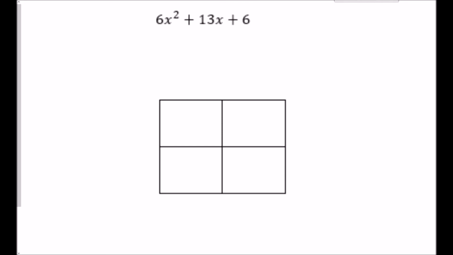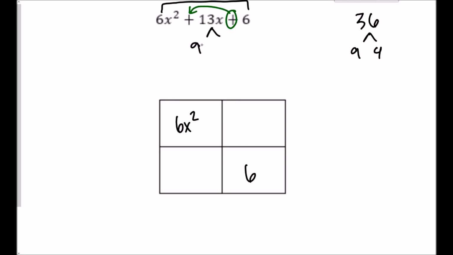Okay, we do not have a greatest common factor on this one. So we want to take a times c. So we want factors of 36 that add up to be 13. Well, 9 times 4 gives you 36. And again, I know that I want the same sign. They both need to be positive. So in my box, or in my Punnett square, goes 6x squared and a 6 down here. We're splitting that 13x into 9x plus 4x. So that's what goes in my boxes down here.